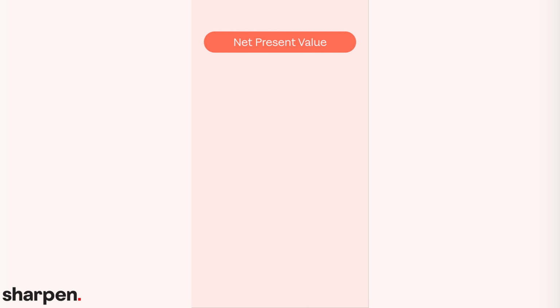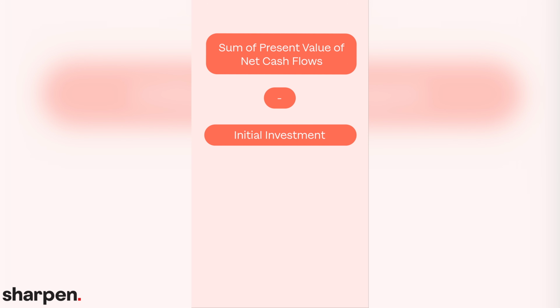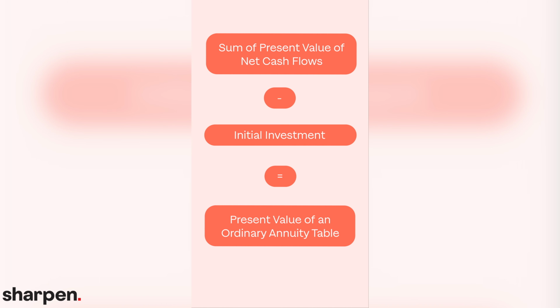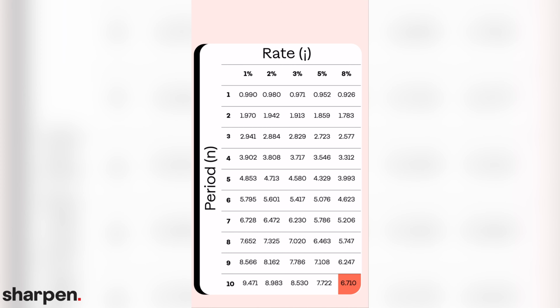To determine the net present value of an investment, you will need to subtract the initial investment from the sum of present value of net cash flows. You will need to use a present value table and formulas to calculate the sum of present value of net cash flows. The table multiplies coefficients such as years and interest rate by the future value of money to find the present value of net cash flows.